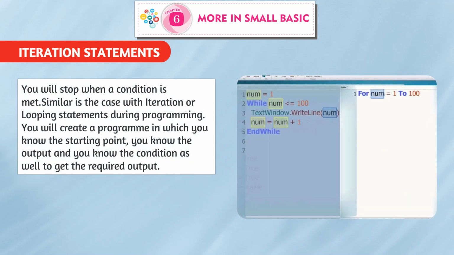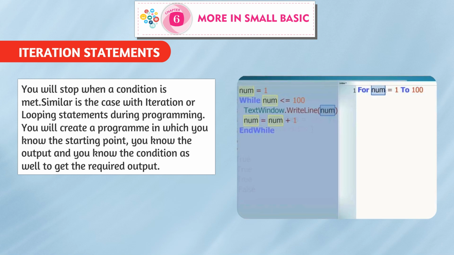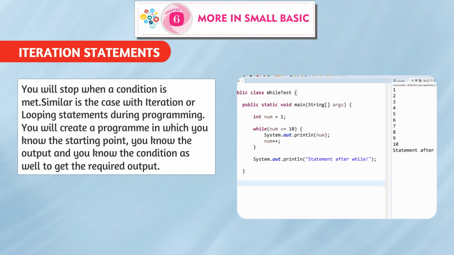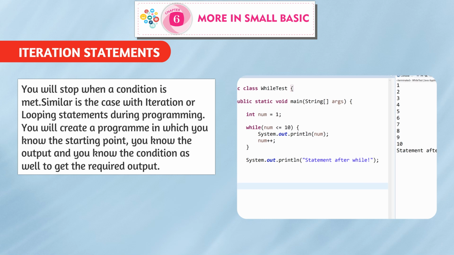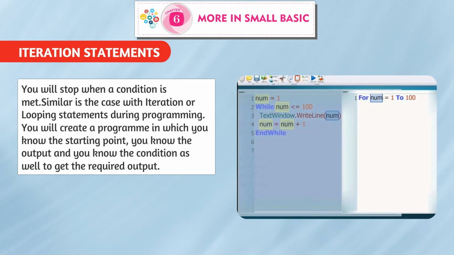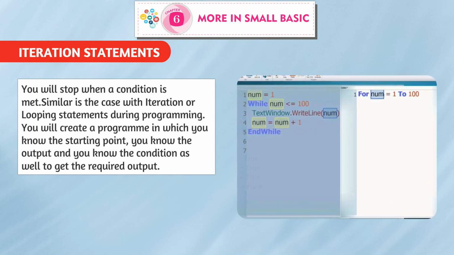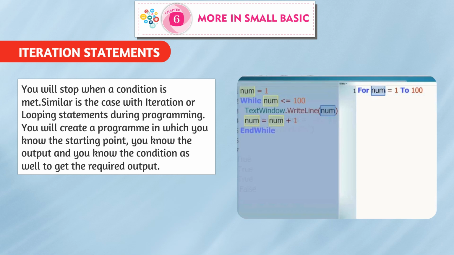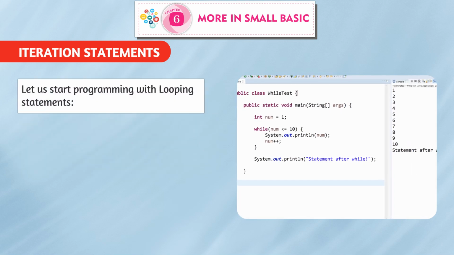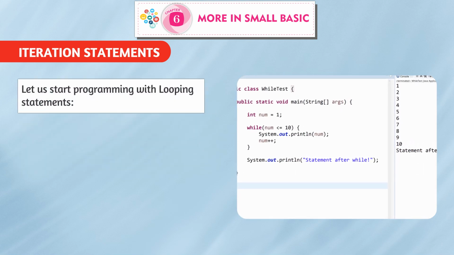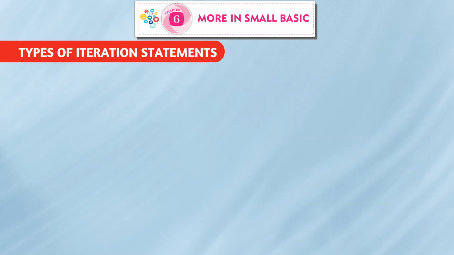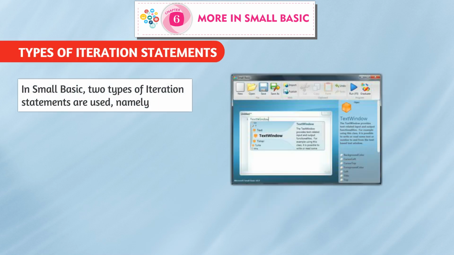Similar is the case with iteration or looping statements during programming. You will create a program in which you know the starting point, you know the output, and you know the condition as well to get the required output. Let us start programming with looping statements. Types of iteration statements. In Small Basic, two types of iteration statements are used, namely while loop and for loop.